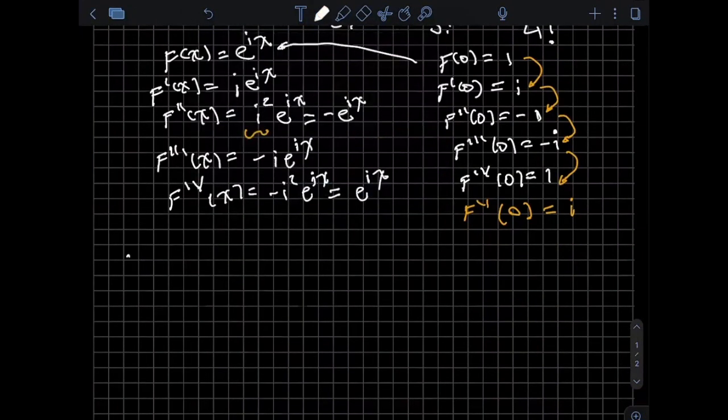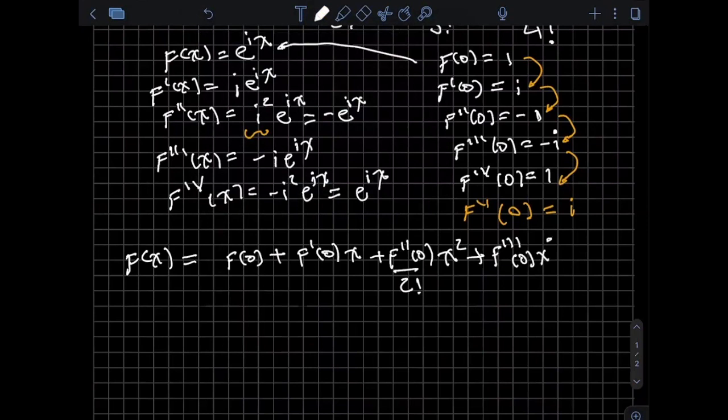Now, we said that f of x looks like this. f of 0 plus f prime of 0 times x plus f double prime of 0 over 2 factorial times x squared plus f triple prime of 0 times x cubed over 3 factorial plus f fourth prime of 0 times x to the power of 4 over 4 factorial, and so on.